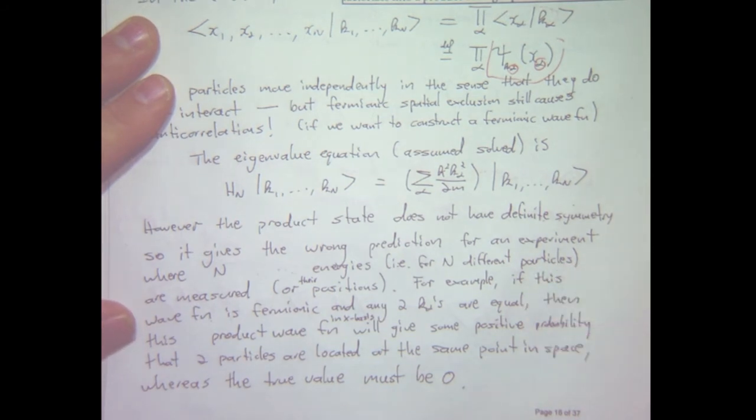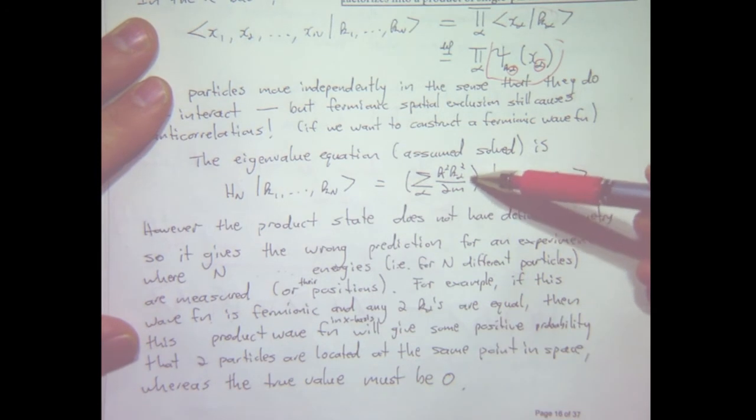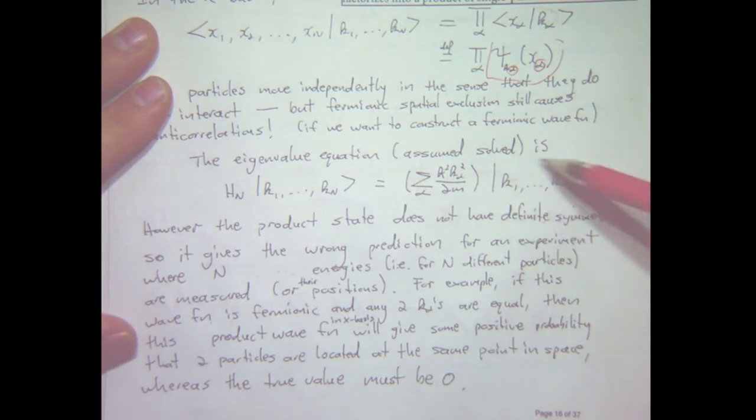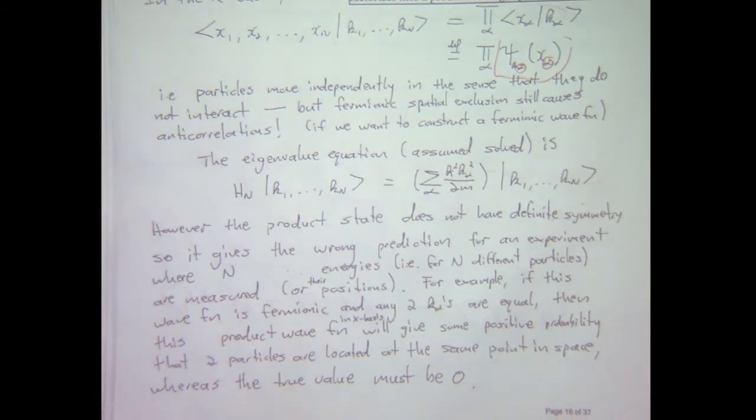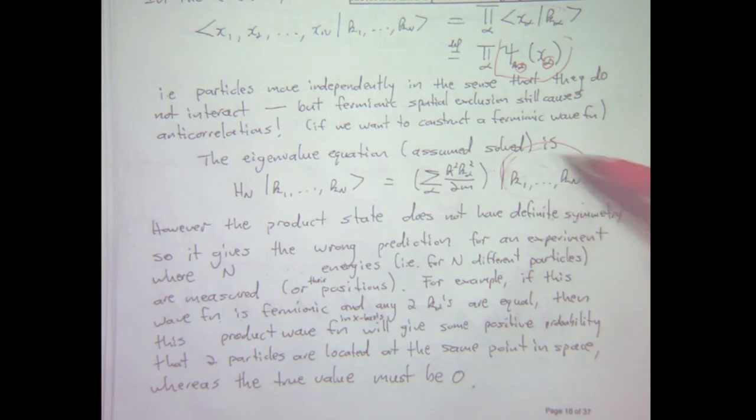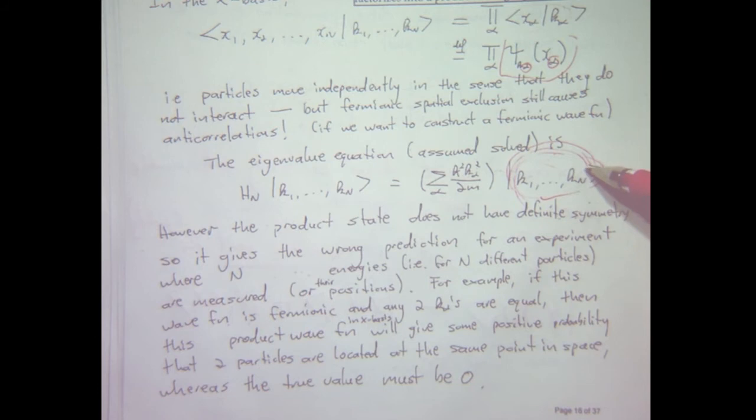If the particles are fermions and two of these k alphas are equal, then this product wave function will give some positive probability that two particles are located at the same point in space. In other words, you can put a detector there and measure that these two particles are there. But that's wrong if they're fermions. So this doesn't give the Pauli exclusion principle. This is wrong. Professor, how is it wrong?